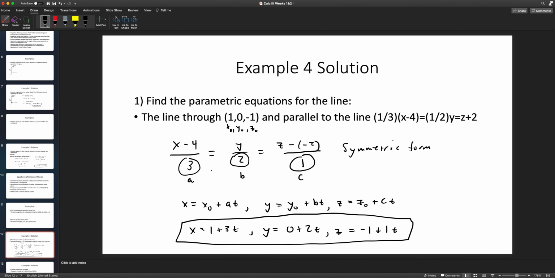We use these direction numbers because it's parallel, right? In particular, because we have 3, 2, 1. Those are the same direction numbers that we're using here, because we know that in general parallel lines have the same slope. Here, parallel lines have constant multiples of the direction numbers.